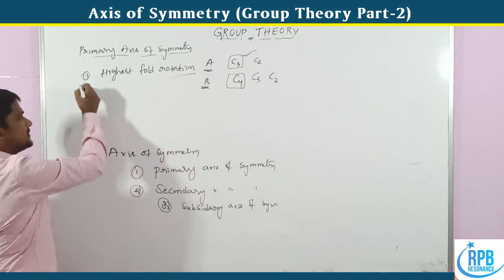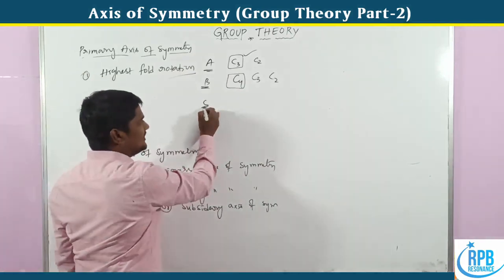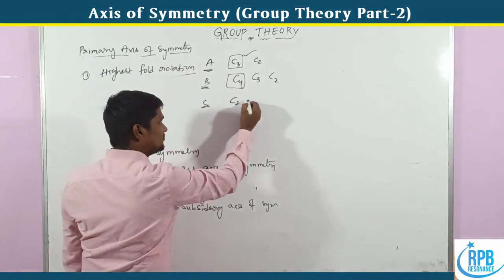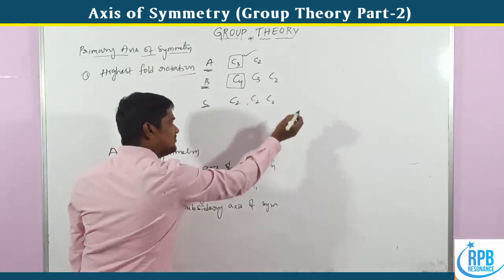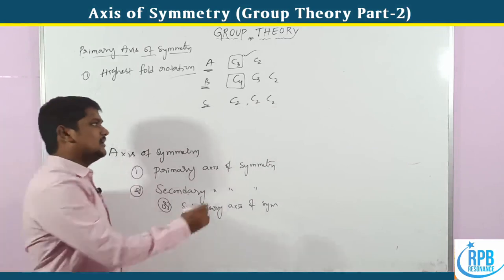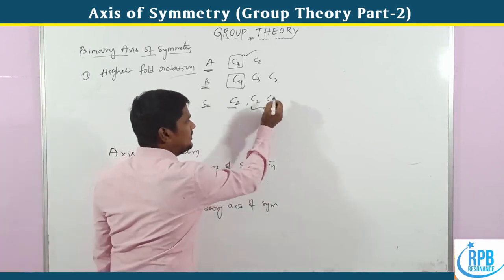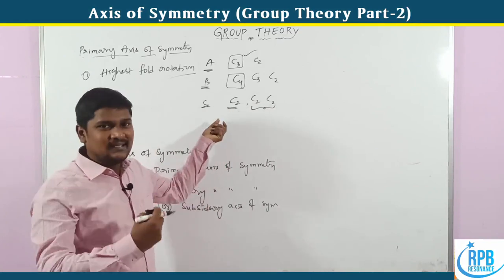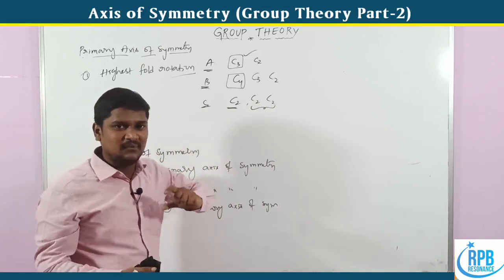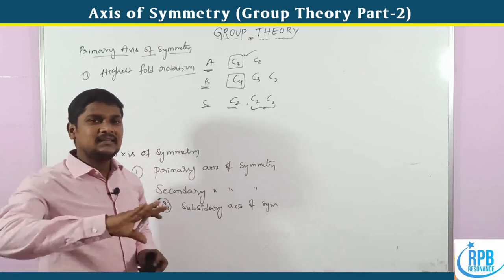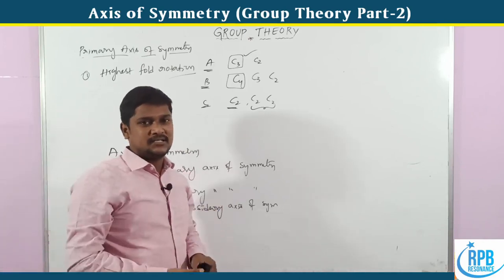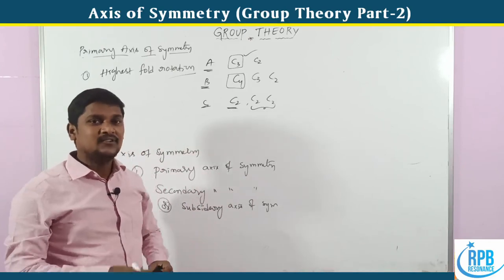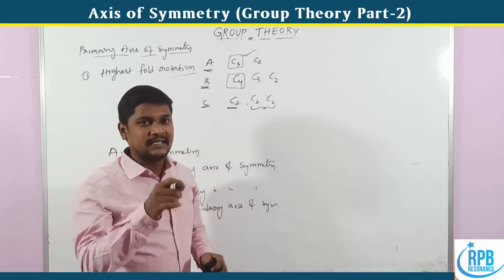Or sometimes, here molecule C is there. That molecule C possesses three different types of C2. So C2 is there, C2 is there, C2 is there. So here one C2 is different from the remaining two. All the rotational axes are of a similar type, but they are given different kinds of rotations, even though all are C2 axes of symmetry.